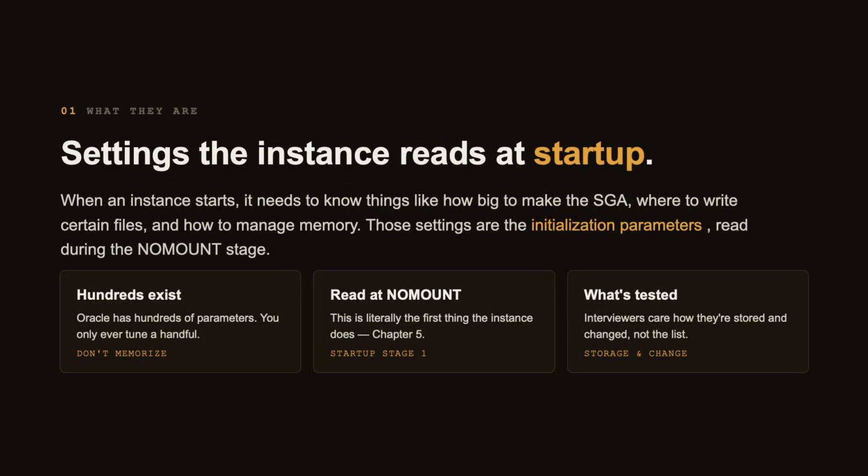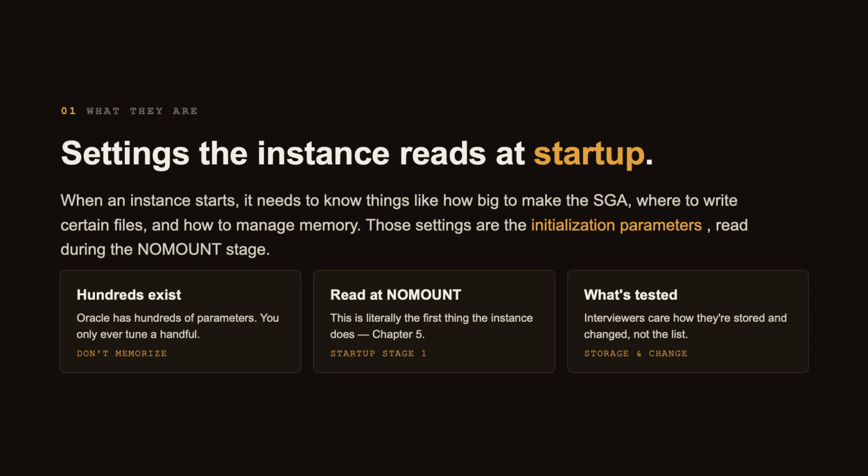When an instance starts, it has to know a bunch of things up front: how big to make the SGA, where to write certain files, how to manage memory. Those settings are called initialization parameters, and remember from Chapter 5 that the instance reads them during the noMount stage. It's the very first thing that happens.